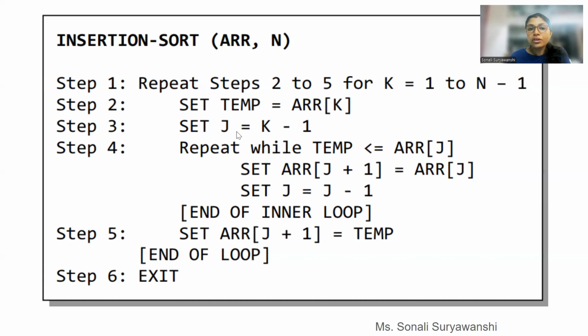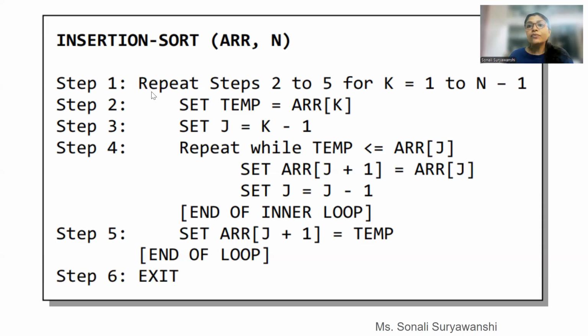Now for insertion sort, we will require two nested loops. The outer loop runs for k equals 1 to n minus 1, which means the second element. So we are starting with the second element and we are going till the last element, which is n minus 1. And we're going to repeat step 2 to 5 for this process. That means step number 2, step number 3, and steps 4 and 5. These 4 steps will repeat for k equals 1 to n minus 1.